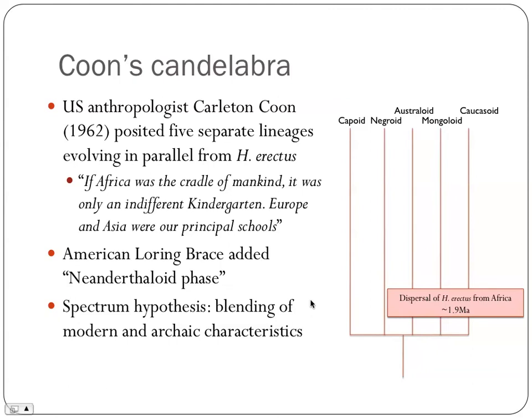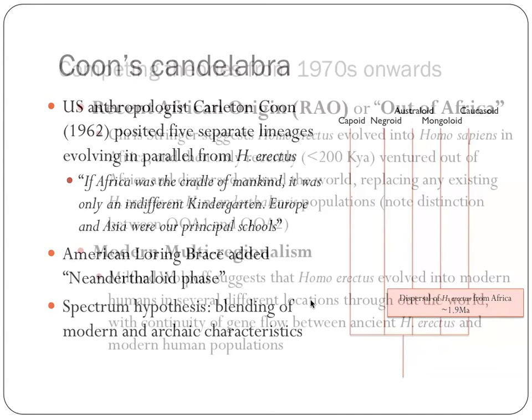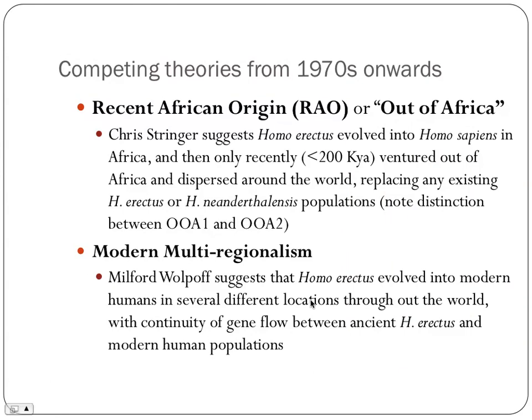One other final hypothesis before we move to the central two hypotheses we're going to discuss, something called the spectrum hypothesis, which was that there was a kind of blending of modern and archaic characteristics in different lineages at different times and in different places. It was a bit of an ill-defined kind of hypothesis. But since about the 1970s or so, there have really been two competing theories about the origins of modern humans.